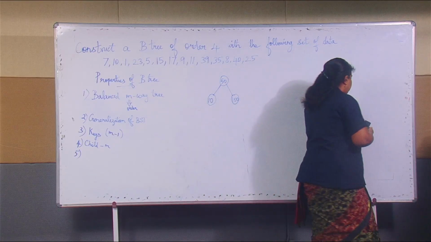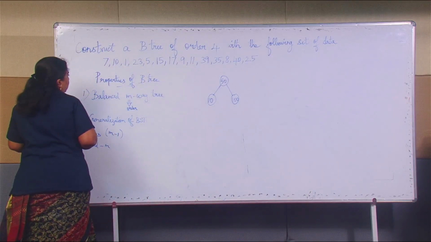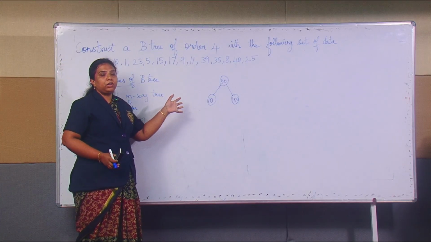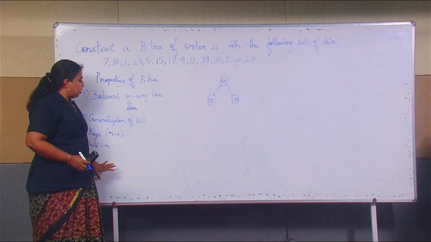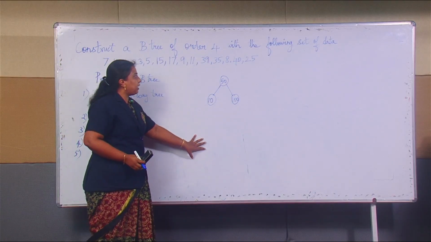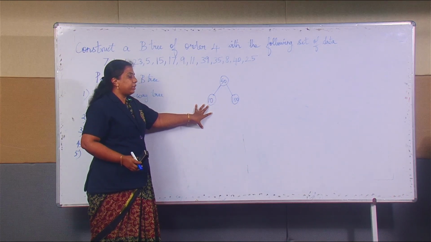And one more important property of B tree is, whenever a tree is created or if you are going to insert a value, the insertion has to be done on the leaf node. These values cannot be inserted directly on the root node or on an internal node.